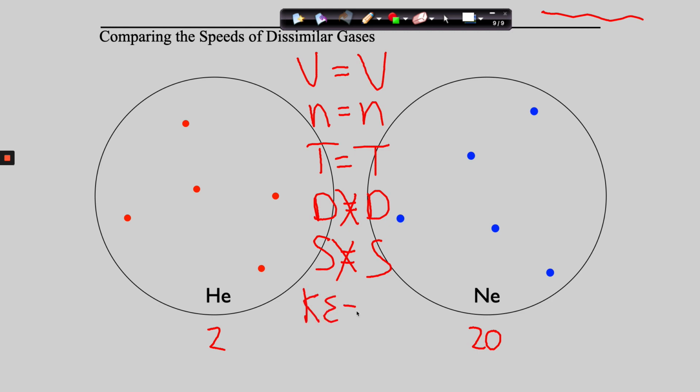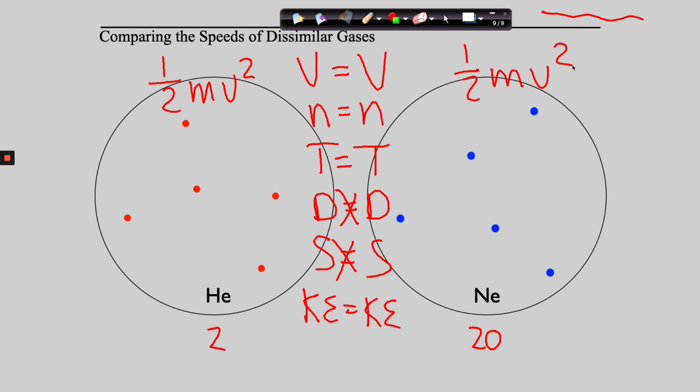Guys, their kinetic energies are the same, and that's different. Why is it different? Here's why. Kinetic energy is equal to 1/2 mv squared, where v is velocity, speed. Sorry, physics. So guys, it's 1/2 mv squared.